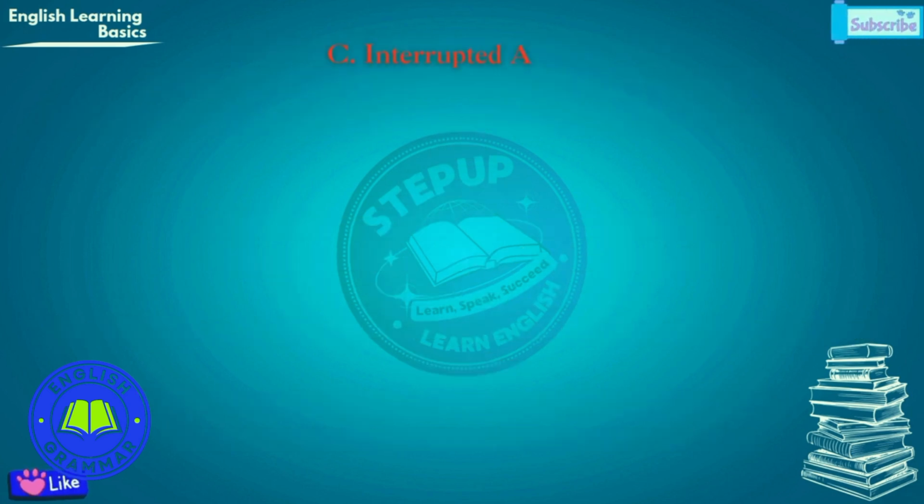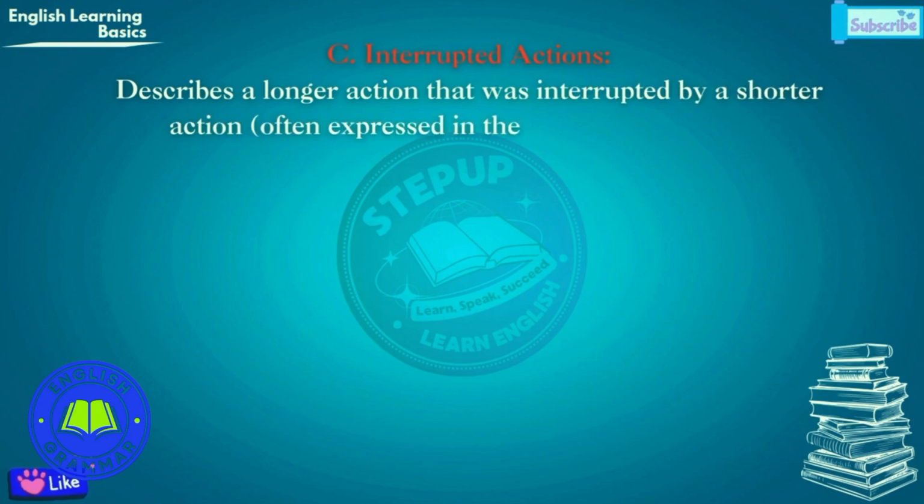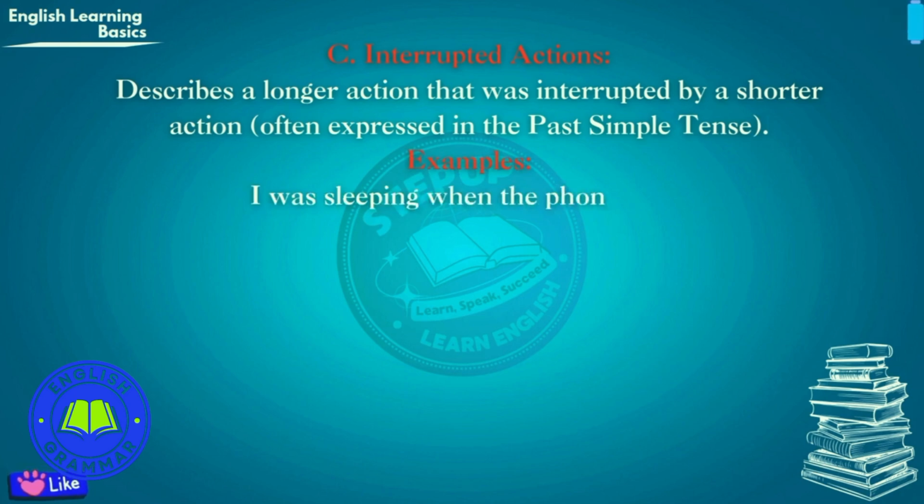C. Interrupted actions. Describes a longer action that was interrupted by a shorter action, often expressed in the past simple tense. Examples: I was sleeping when the phone rang. She was driving home when she saw the accident.